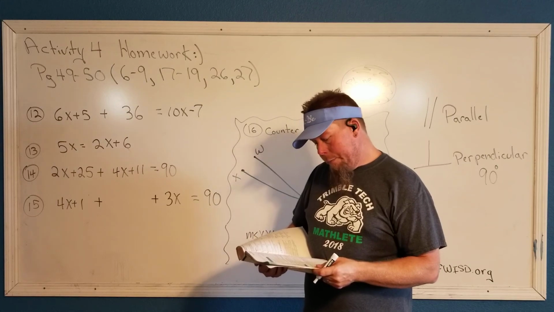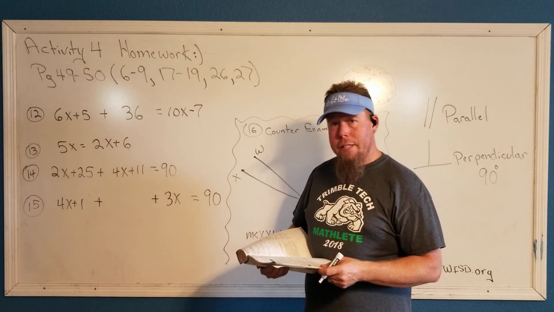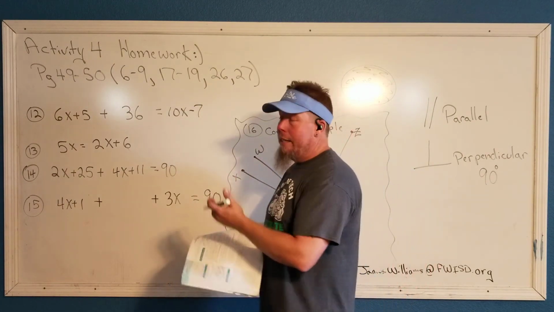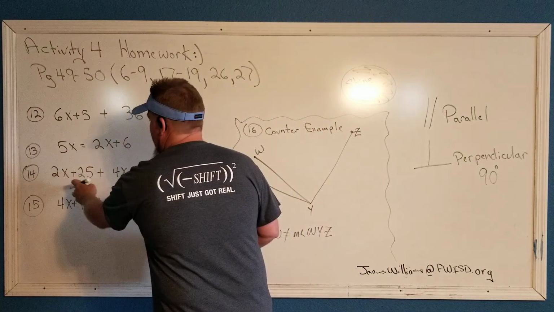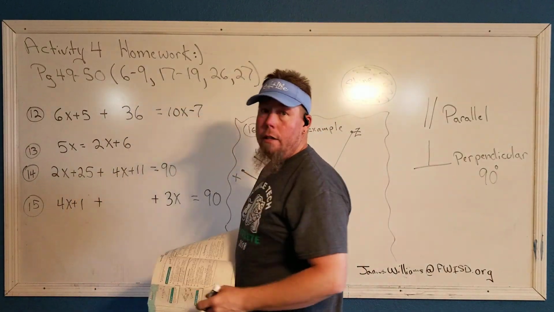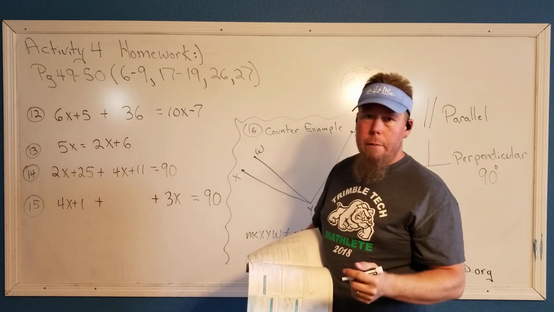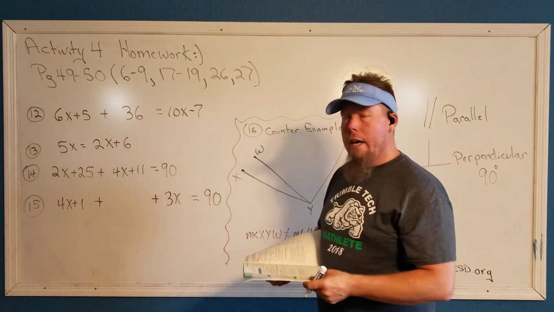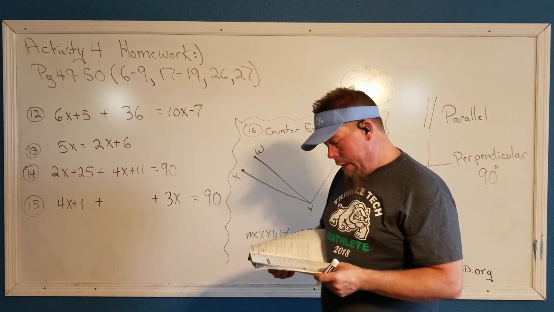Number 14, definition of complementary means they add to 90 degrees. So that's the magic in 14. One part plus the other part equals 90 degrees. You're going to combine like terms, you're going to do some algebra, and you're going to solve for the x, okay? And then plug it back in if you need to.